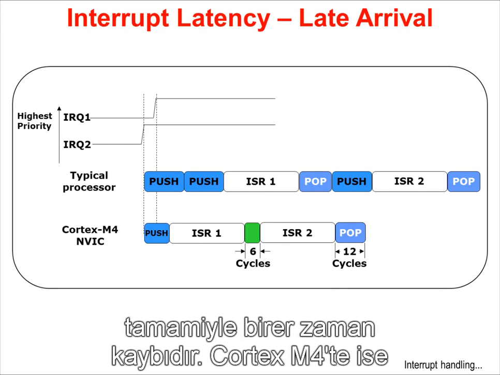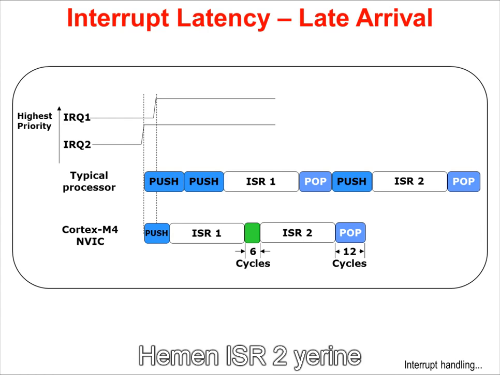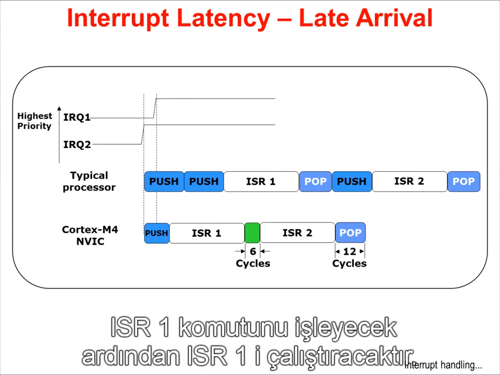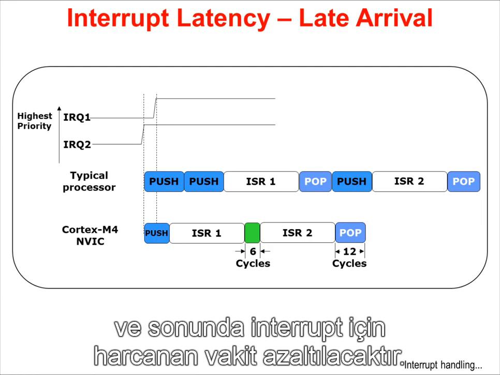In the Cortex-M4, the NVIC will detect that a higher priority interrupt has occurred. It will simply transfer execution to ISR1 instead of ISR2 and run ISR1. At the end of the interrupt service routine, it will then tail chain into ISR2. Again, a significant savings in terms of interrupt latency.